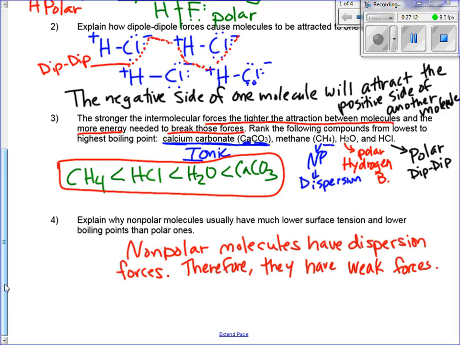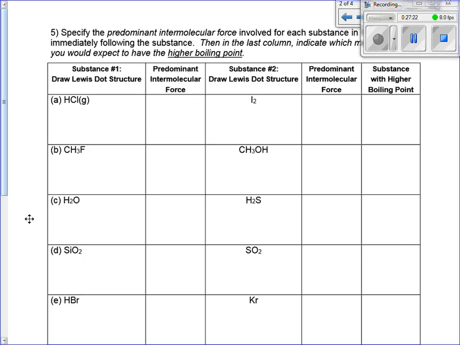So, that's kind of the notes phase here. Give you a little lead into doing, now we're going to go draw some more dot structures. Okay? And we're going to find the predominant molecular force, and we're going to also identify out of the two who has the higher boiling point. So we've already drawn HCl multiple times. Let's draw it one more time.